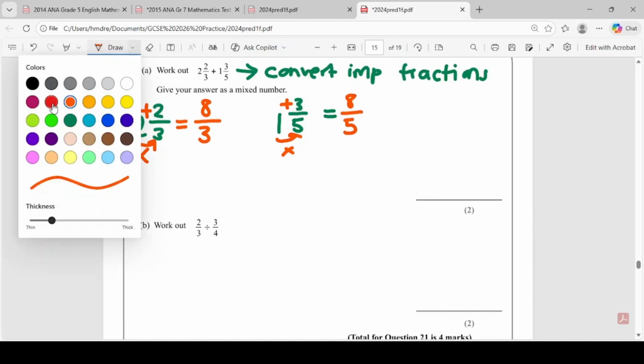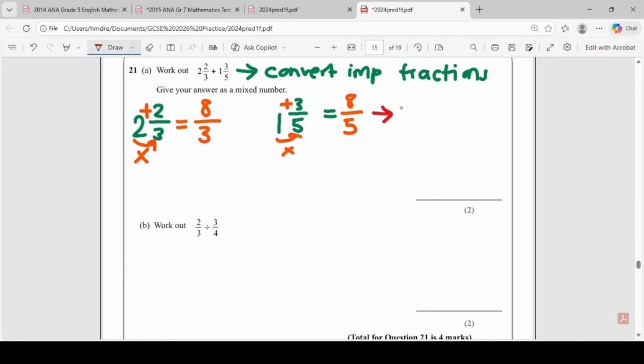Then the second step is we need to make the denominators, the bottom numbers, the same. So we need to find equivalent fractions. That's the next step.